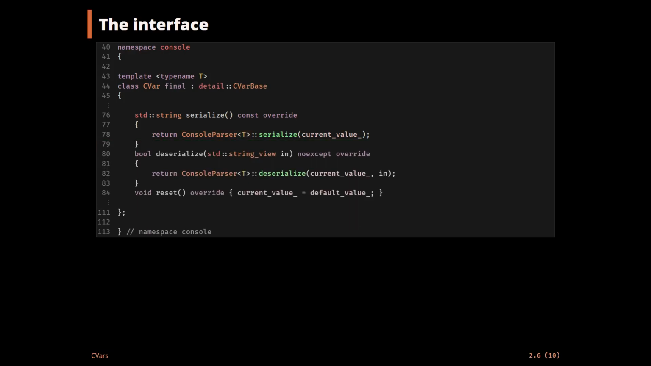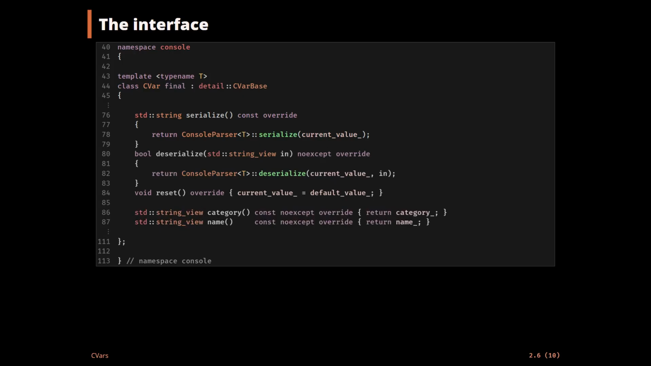Then there's the reset function. This one's the simplest. It just sets the current value to the default value. The name and the category are also very simple. They just return the category and the name.